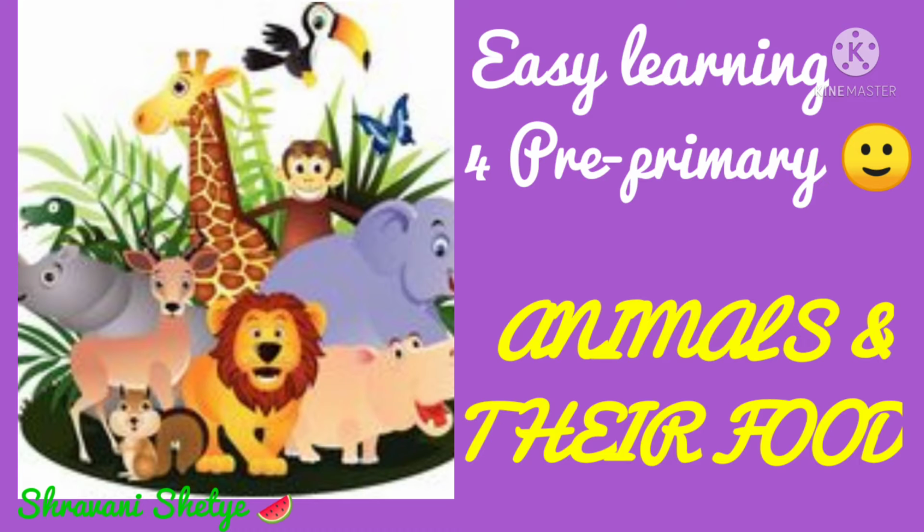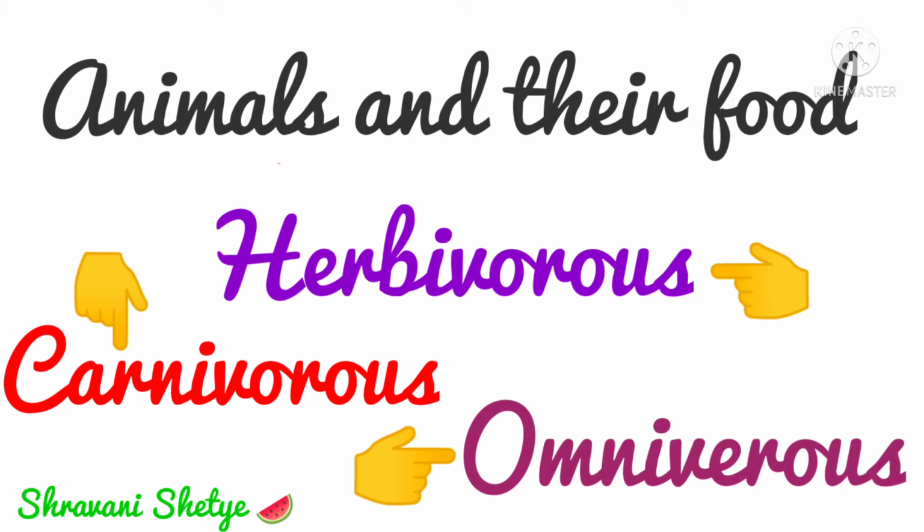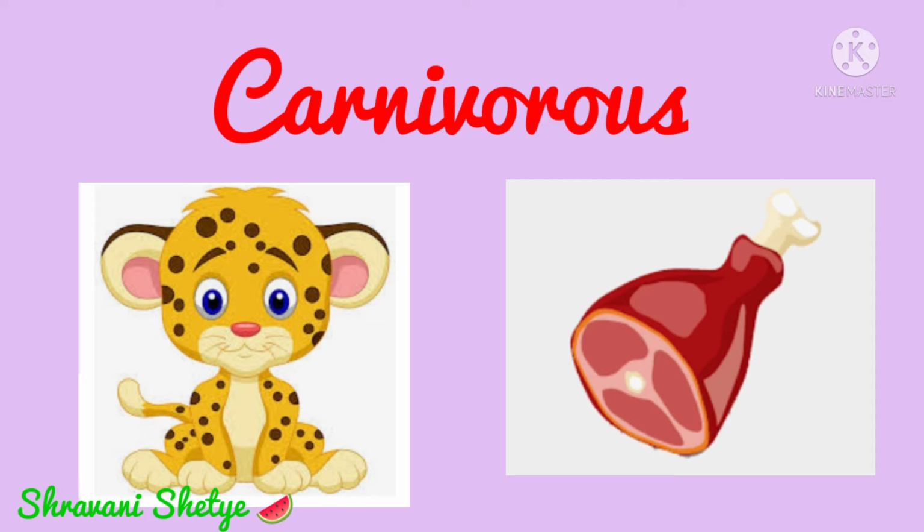Today we are learning about animals and their food. So let's get started. Animals are classified into three groups according to the food they eat: carnivorous, herbivorous and omnivorous. Carnivorous. Animals that eat meat of other animals are called carnivorous. A carnivorous animal that hunts other animals is called a predator. An animal that is hunted is called prey.